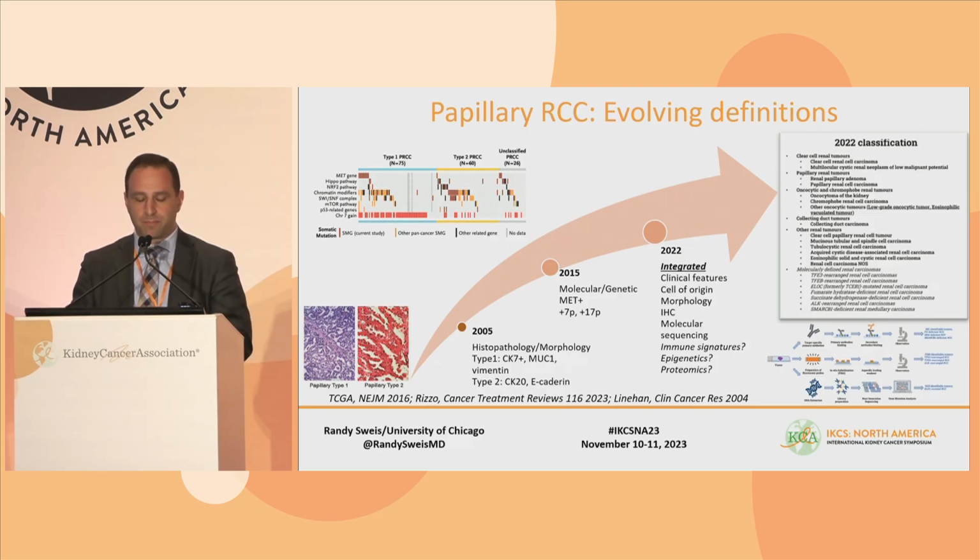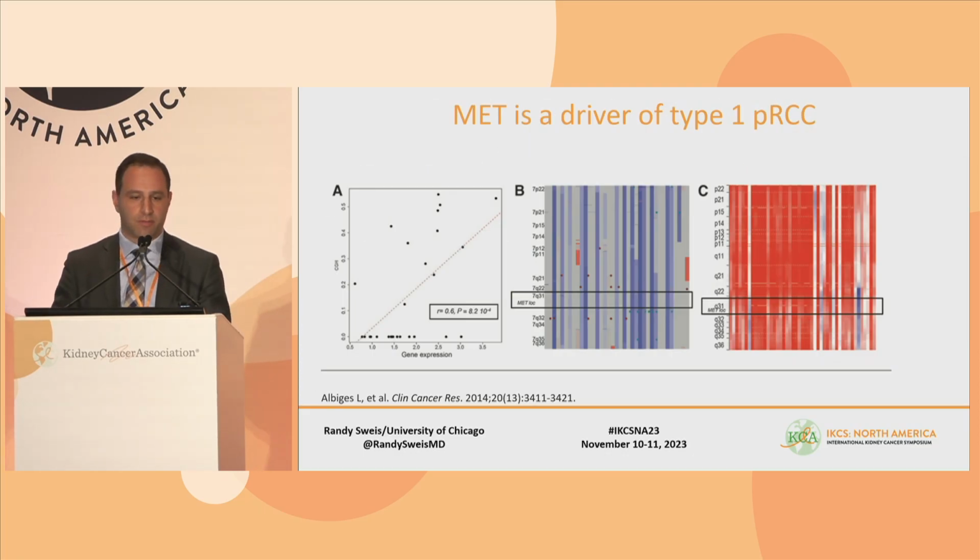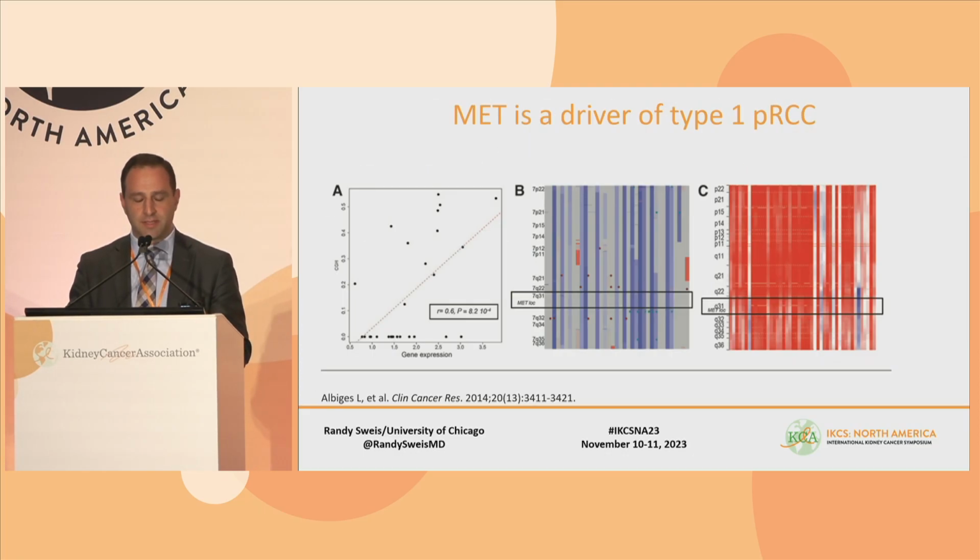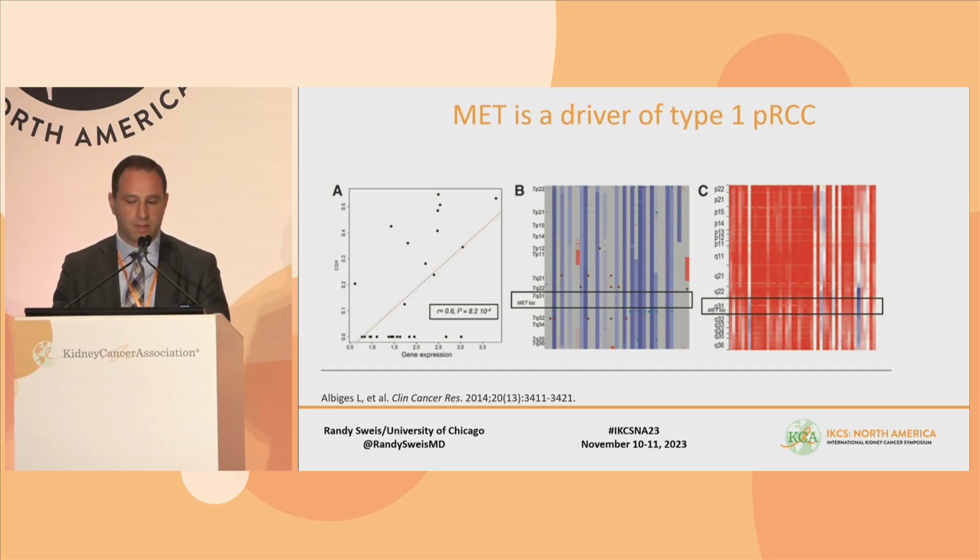So there's been an evolution in these definitions, and I think we're learning a lot more about the subtypes of these tumors. So going back originally about 10 years ago, this was when MET was identified as a driver in type 1 RCC. This was a paper that showed, on the left panel, the amplification on the y-axis and gene expression on the x-axis, showing a correlation between regions that were amplified and gene expression. There are some samples that have higher gene expression even without amplification. And then panel B is the papillary type 2, and panel C is the papillary type 1. And you can see red is copy number gain. In particular, the 7q31 region is amplified in over 80% of the papillary type 1s, and that's where the MET locus is.